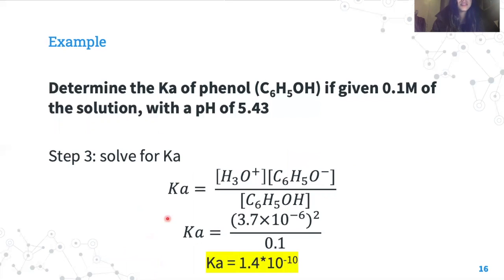The last step is to plug everything into the Ka formula. We know that Ka is the concentration of the products over the concentration of the reactants. By plugging in the values, we get Ka to be 1.4 times 10 to the negative 10. By taking this a step further, since this Ka value is very, very small, we can determine that phenol is a weak acid due to its very minuscule Ka value.